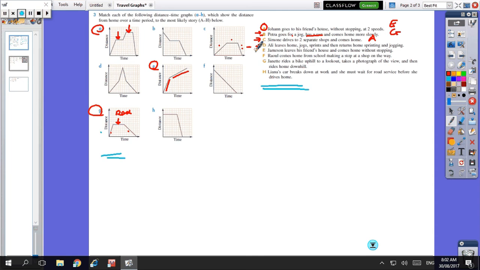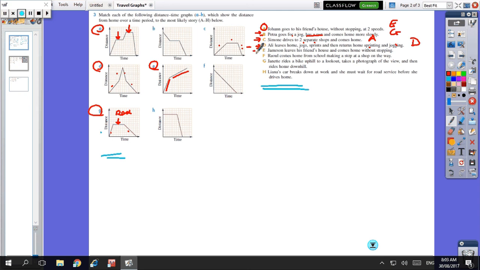Okay, next one is Ellie leaves home, jogs, sprints, and returns home sprinting and jogging. So we need a slow speed and a fast. Okay, so there's a slow speed and a fast, and fast and slow. So that one is D.